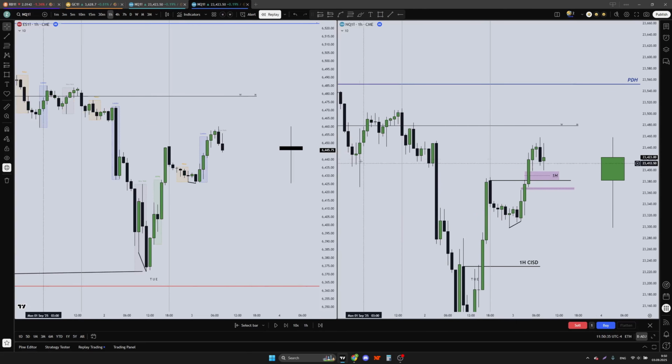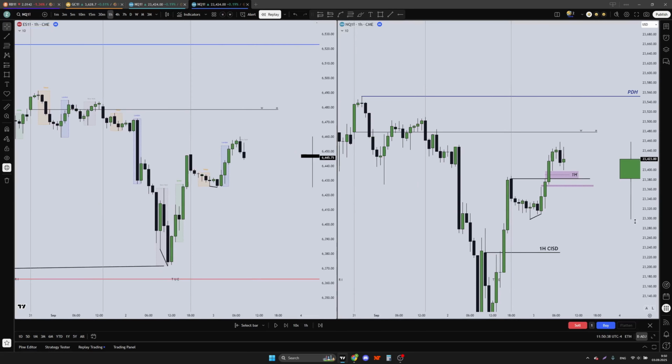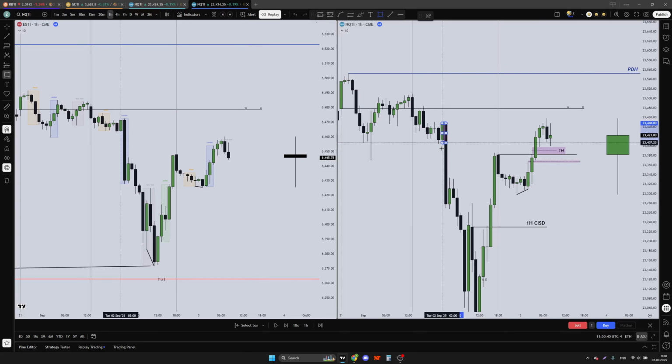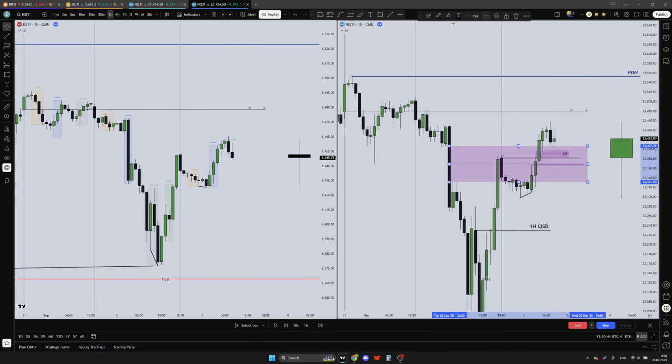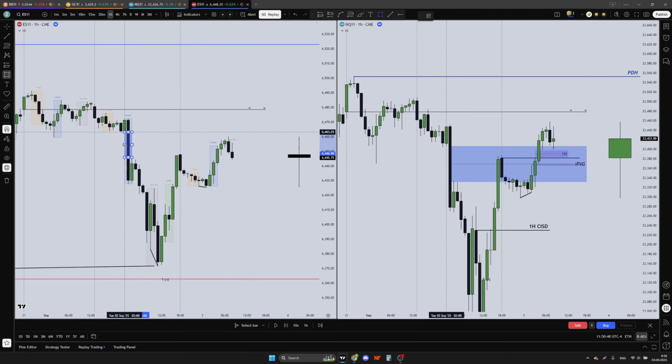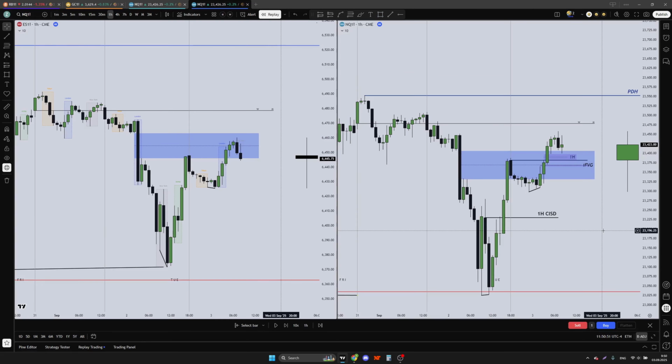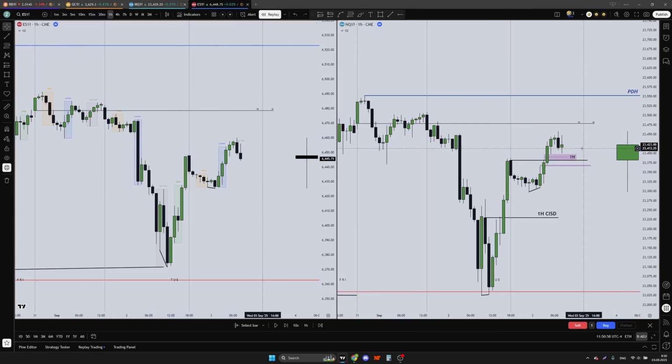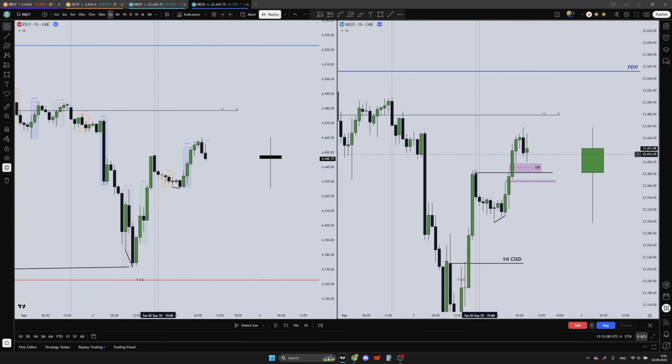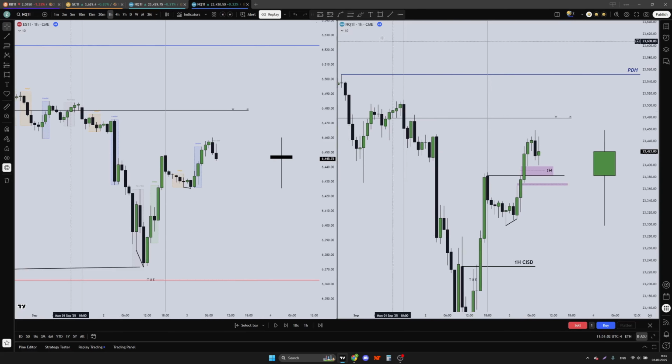The other thing on the 1 hour, we can see that this 1 hour CB was inversed on the NQ, but it wasn't inversed on the ES. So this was the other confirmation for me. If I'm going to get long, I want to go long on the NQ and not ES. So I'm thinking, based on this daily profile, that London is the low of the day.